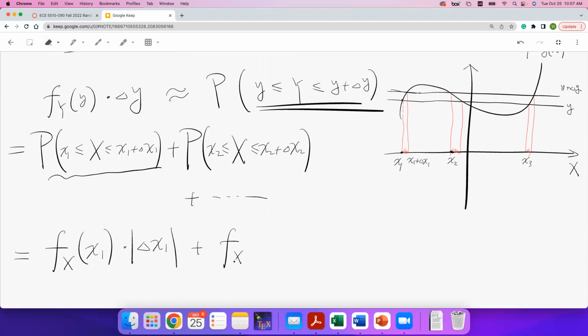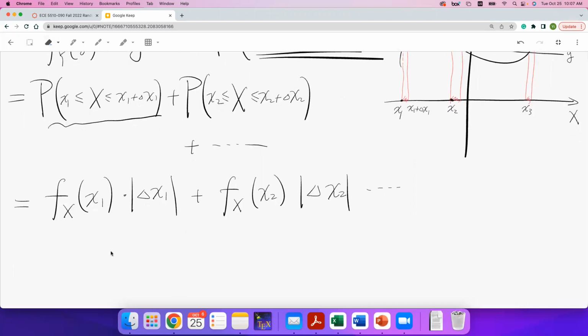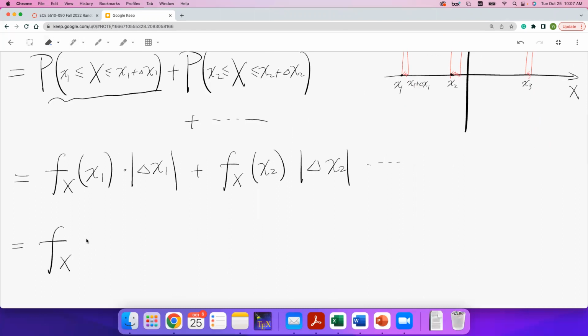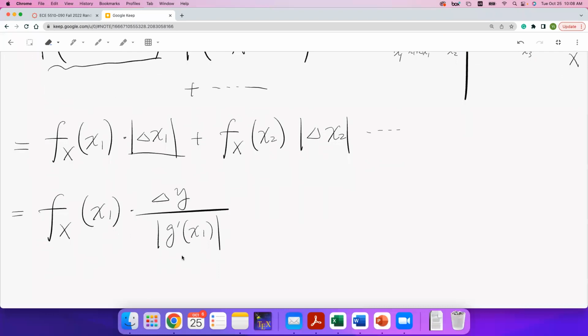And similarly for all the other roots, we have the same formula. And this is the density of x at this root. Now, this perturbation on x can be regarded as the perturbation of y over the derivative of g of x at this root, by the chain rule of derivative. Because think about that, this is delta y over delta x. So by the chain rule, this gets canceled, and you have delta x1 back in this absolute value.